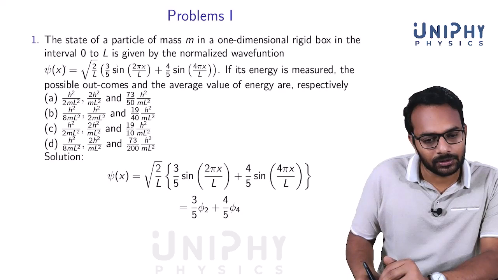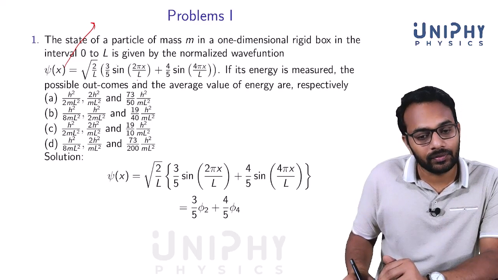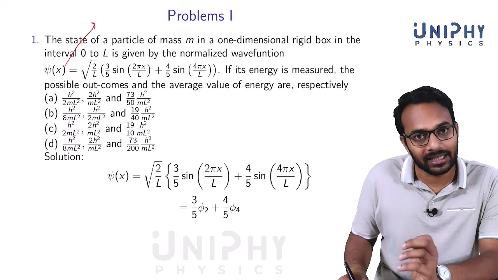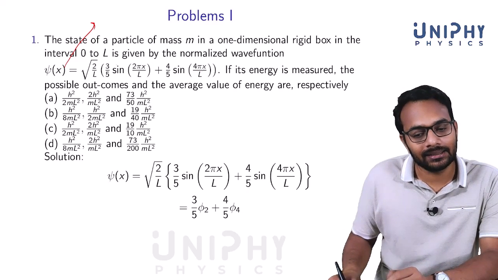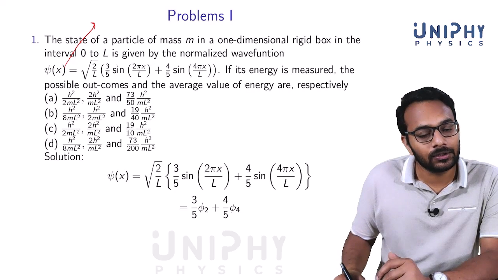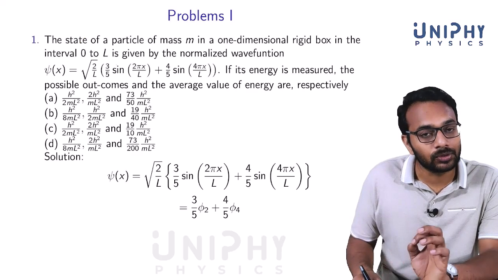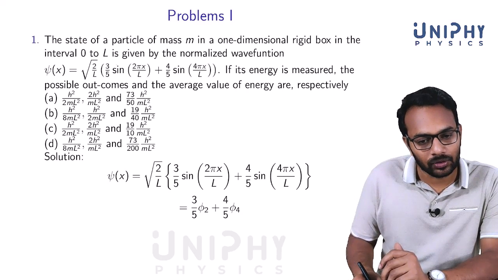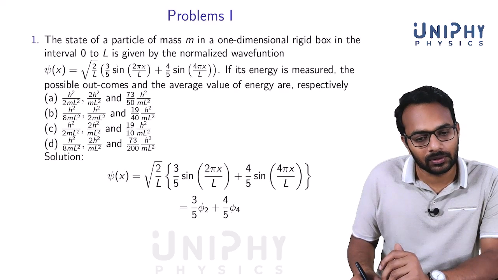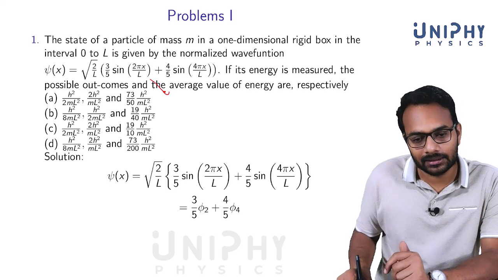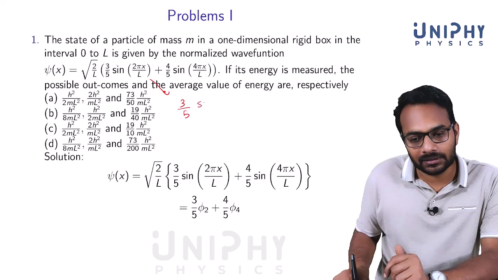You see that this wave function is a linear combination of energy eigenfunctions. We know that this is of the form sin(n pi x by a), and here again sin(n pi x by a). So these are actually eigenfunctions corresponding to different values of energy. What we have here is a superposition of energy eigenstates. Remember that the normalized energy eigenstates need this square root of 2 by L. So let's write this a little bit like this: this is 3 by 5 sin.